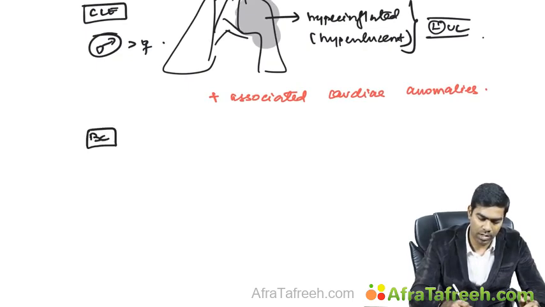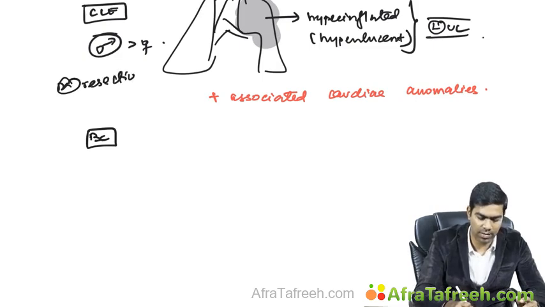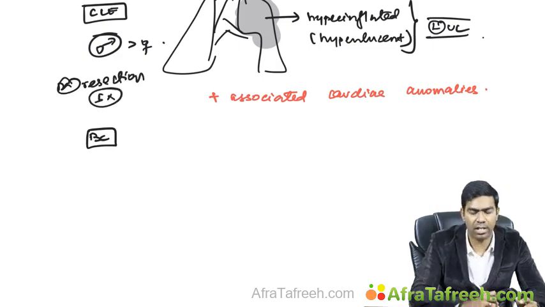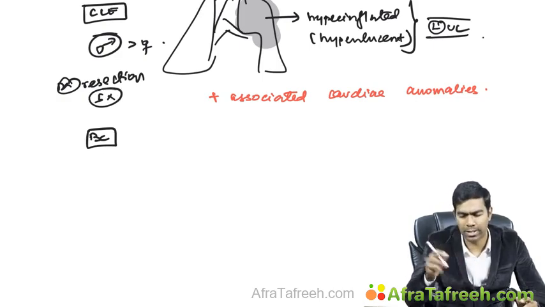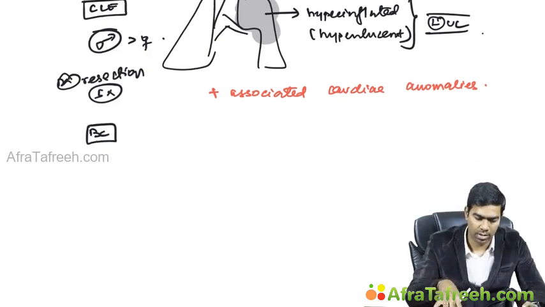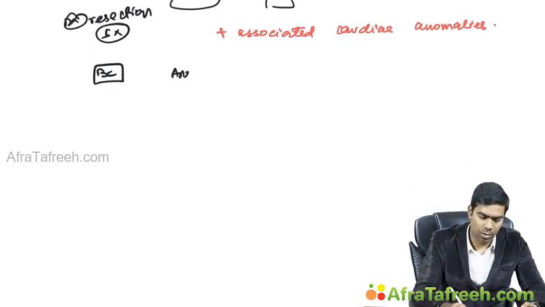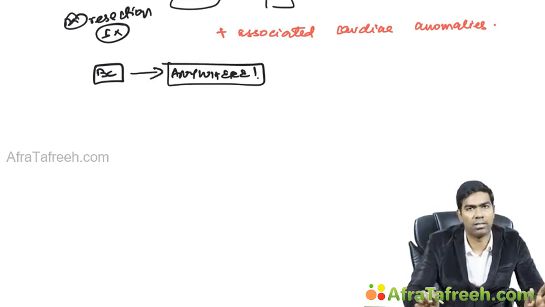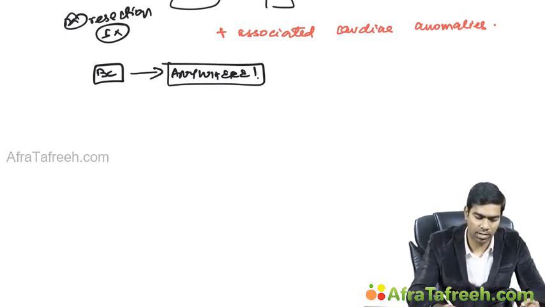Treatment is resection if it's symptomatic. Again, surgical resection if they are symptomatic. Asymptomatic, you can wait and give conservative management in asymptomatic children. Then you have a bronchogenic cyst. There is no particular location. They can be anywhere in the respiratory tract from the trachea till the alveoli. Anywhere it can happen, this bronchogenic cyst.